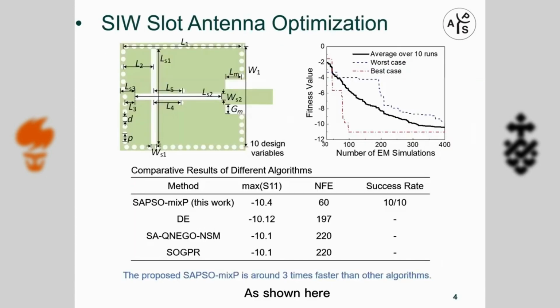As shown here, this antenna is optimized by the proposed algorithm as an example. The design objective is to keep the in-band reflection coefficients below -10 dB. Results show that the proposed SAPSO with MaxP is around 3 times faster than the other algorithms.